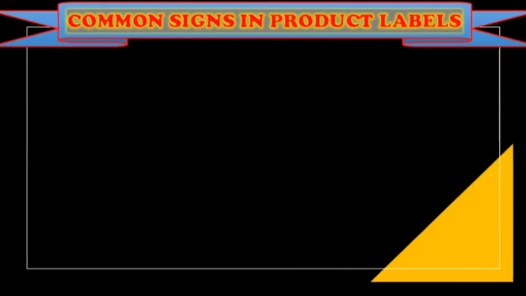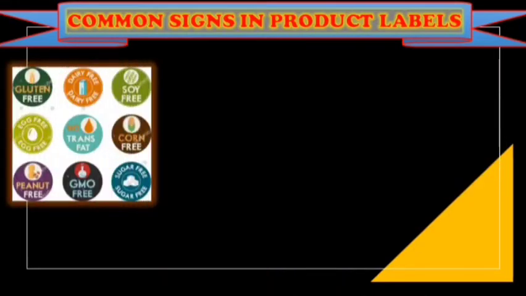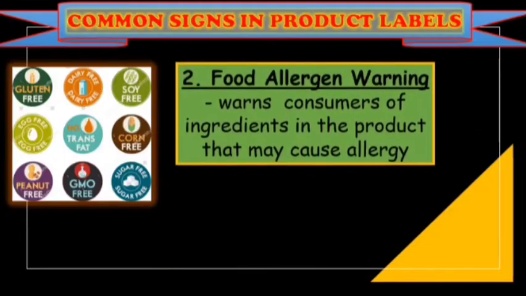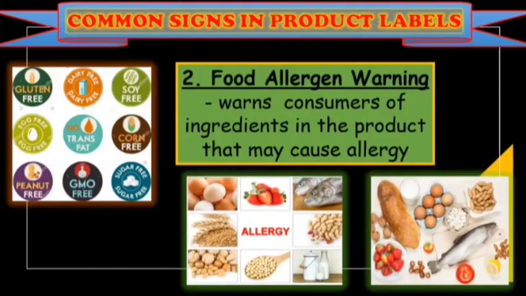Next, number 2 is what you call food allergen warning. Pag nakita nyo to, these are what you call the food allergen warning. So, it warns consumers of ingredients in the product that may cause allergy. So, these are the examples. Kasi may mga allergy sa egg, strawberries, fishes, mga malalansa, mga nuts, mga yogurts. So those are food allergen warning.